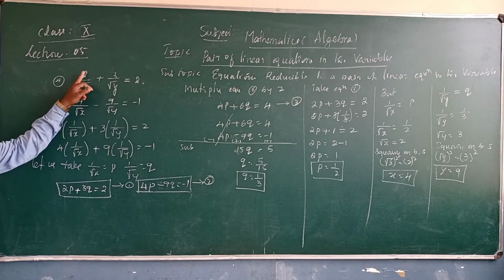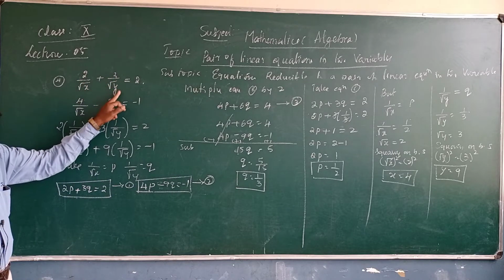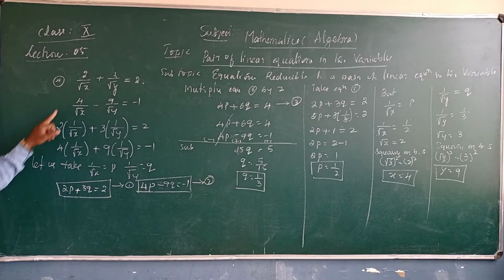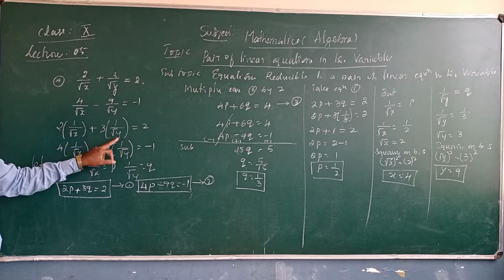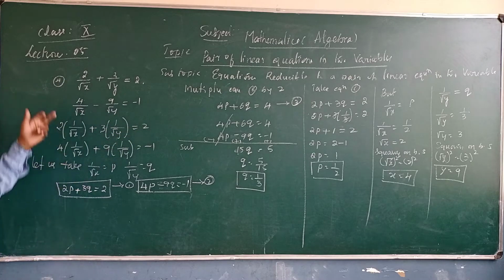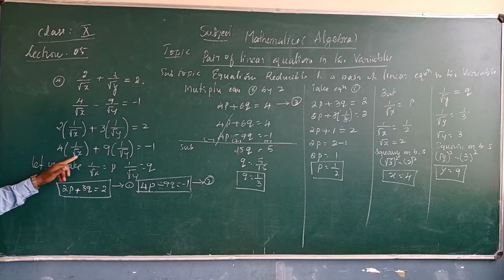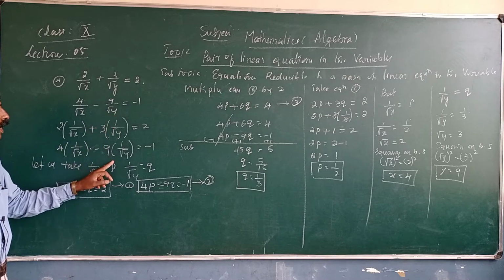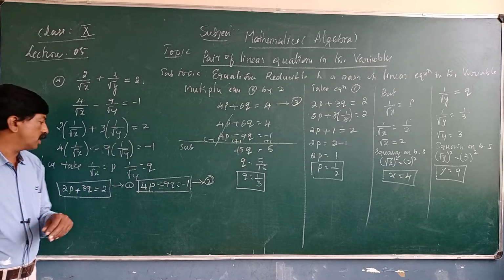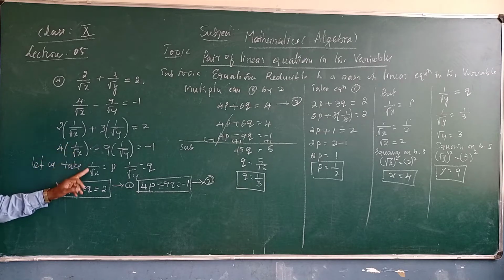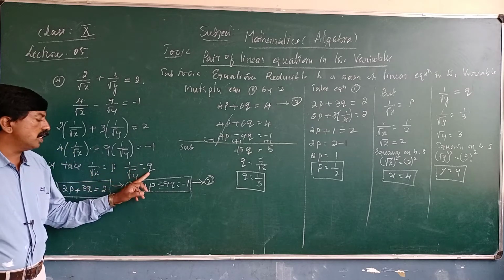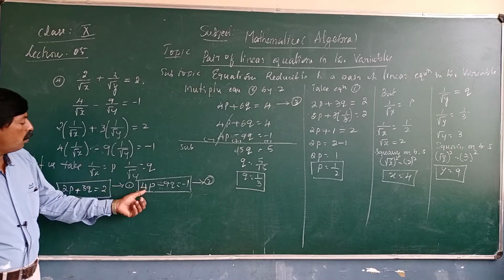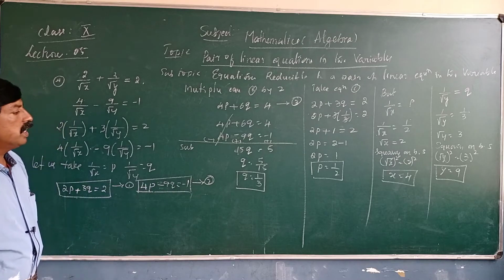Once again observe, 2 by root x plus 3 by root y is equal to 2. So make this as 2 times 1 by root x plus 3 times 1 by root y is equal to 2. And the second equation, 4 by root x can be written as 4 times 1 by root x minus 9 times 1 by root y is equal to minus 1. Now you can assume 1 by root x is p and 1 by root y is q. We got 2p plus 3q is equal to 2, and 4p minus 9q is equal to minus 1.